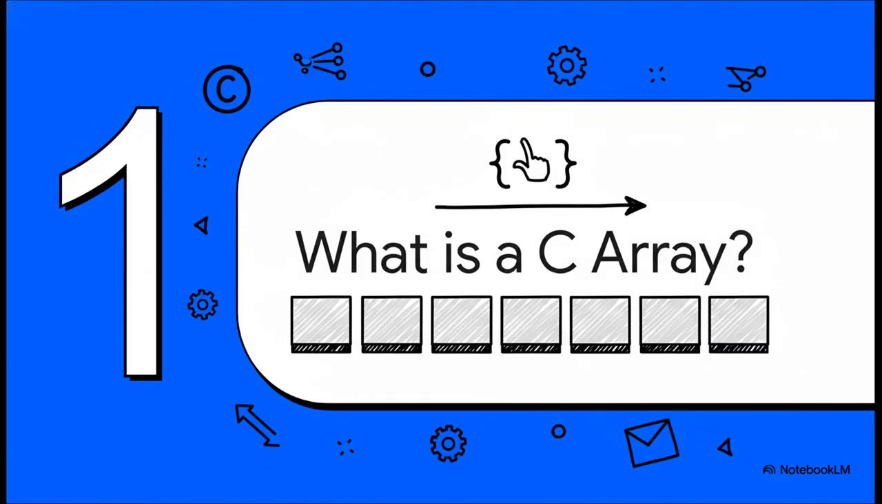All right, so that's the big picture. A C array is your best friend for managing tons of similar data in a really efficient way. It's a bunch of variables, all of the same type, all living under one single name.